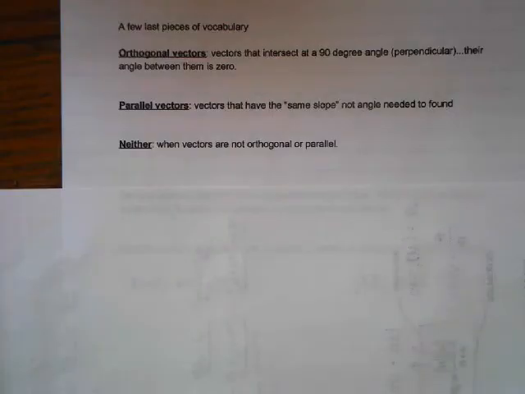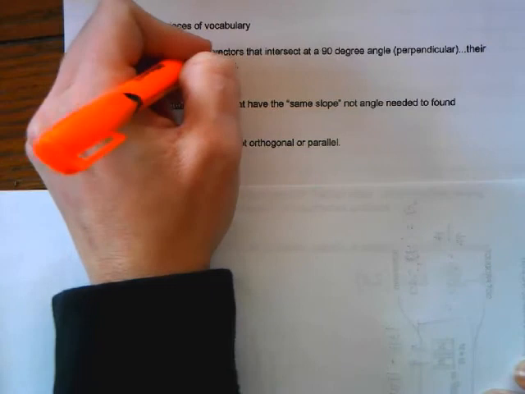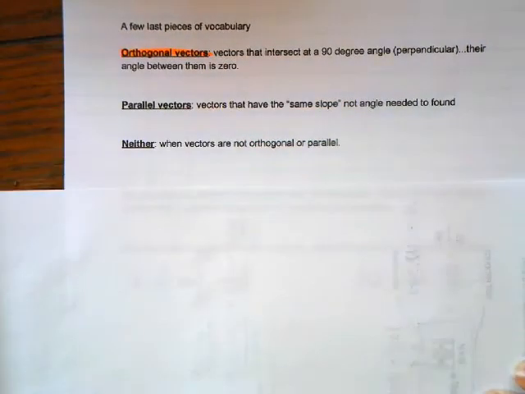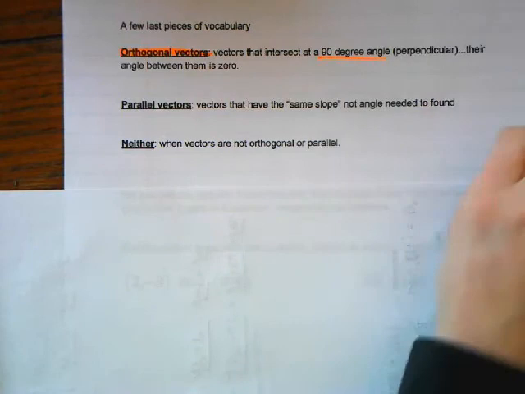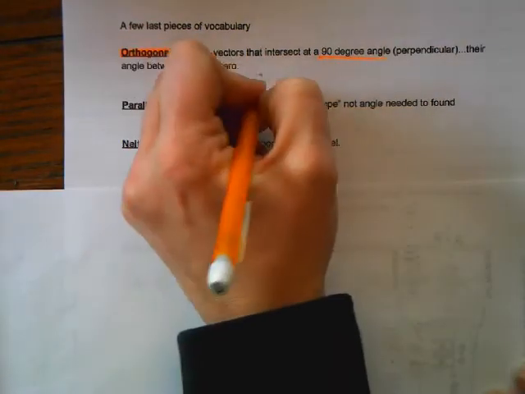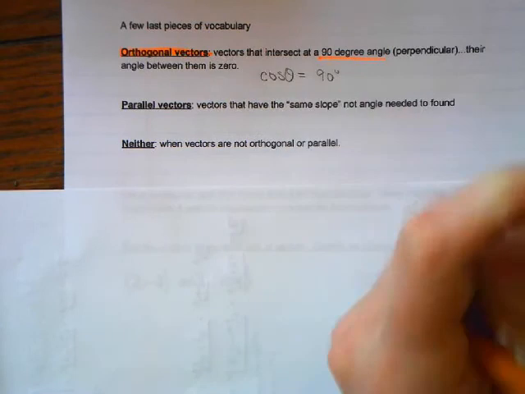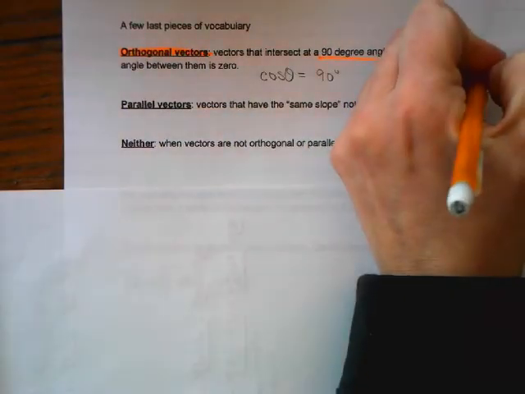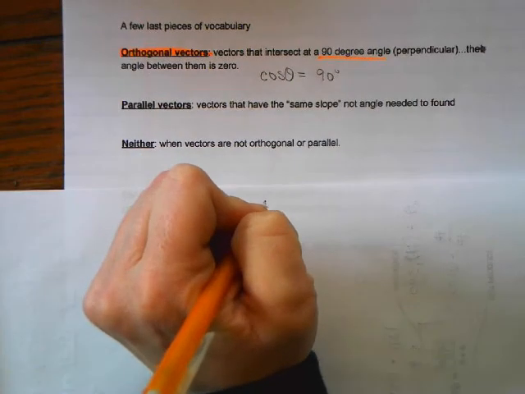Okay, so we're actually just going to add these 3 vocab pieces on to the last little bit of this video, okay? So orthogonal vectors, I'll try to use a highlighter that doesn't make it too dark. Orthogonal vectors are vectors that intersect at a 90 degree angle. That just means when it's all said and done, when you end up with cosine theta, you're getting 90 degrees.